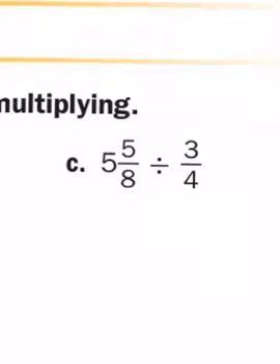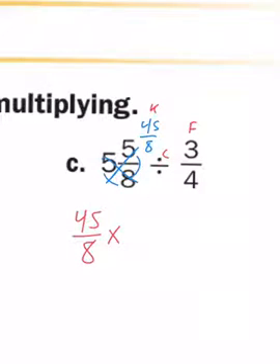So I'm going to start by making 5 and 5/8 a fraction. So 5 times 8 is 40, plus 5 is 45. So this becomes 45/8. Now I'm going to keep it, change it, and flip it. I'm going to keep it 45/8, change it to multiplication, and flip it to the reciprocal 4/3.